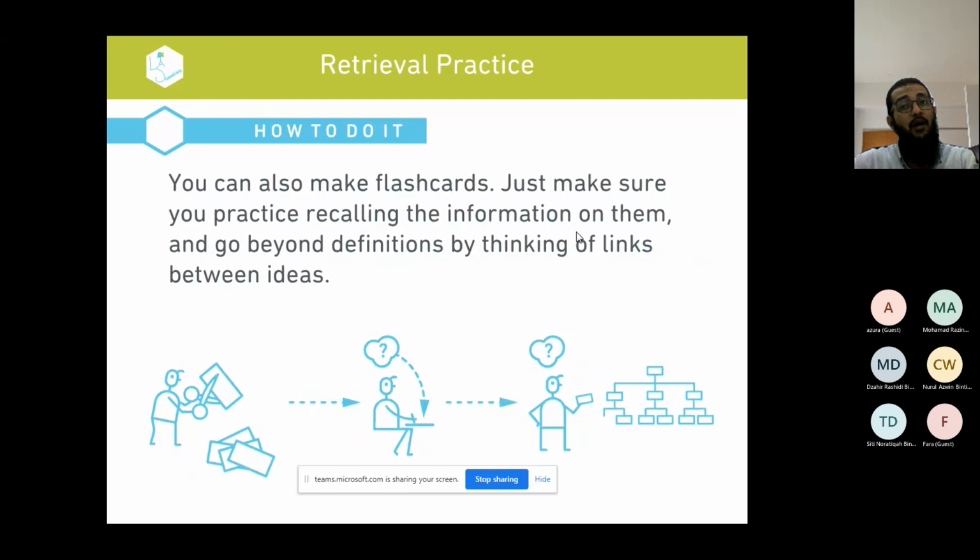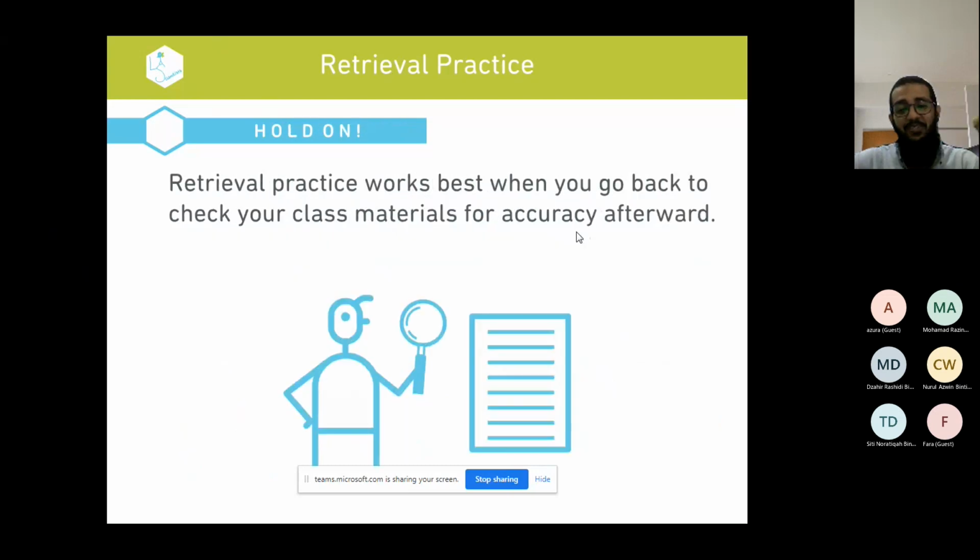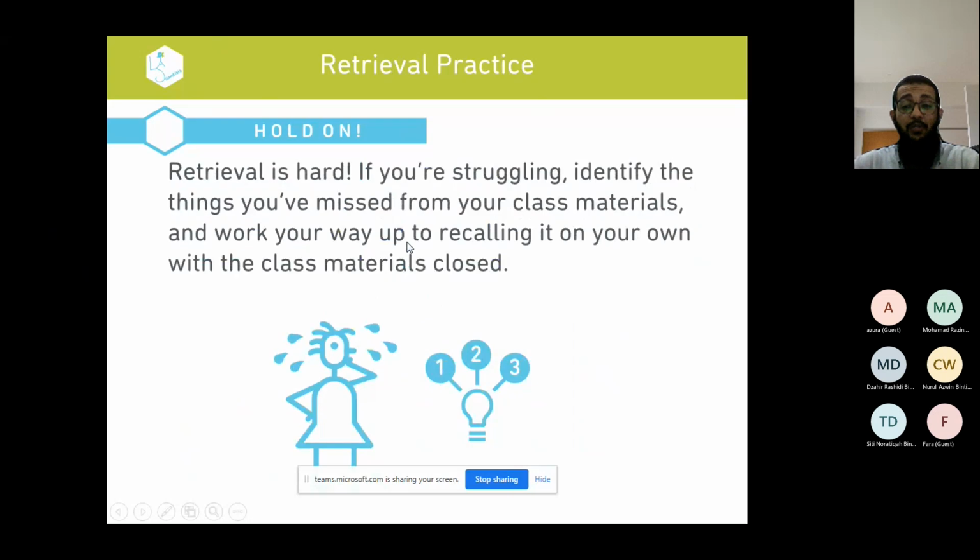So then, just before they finish answering, they miss something, they just flip a little bit, which means they cheat a little bit. So just make sure this is away. You are away from the answer until you finish, then you correct yourself. So retrieval practice works best when you go back to check your class materials for accuracy afterward.